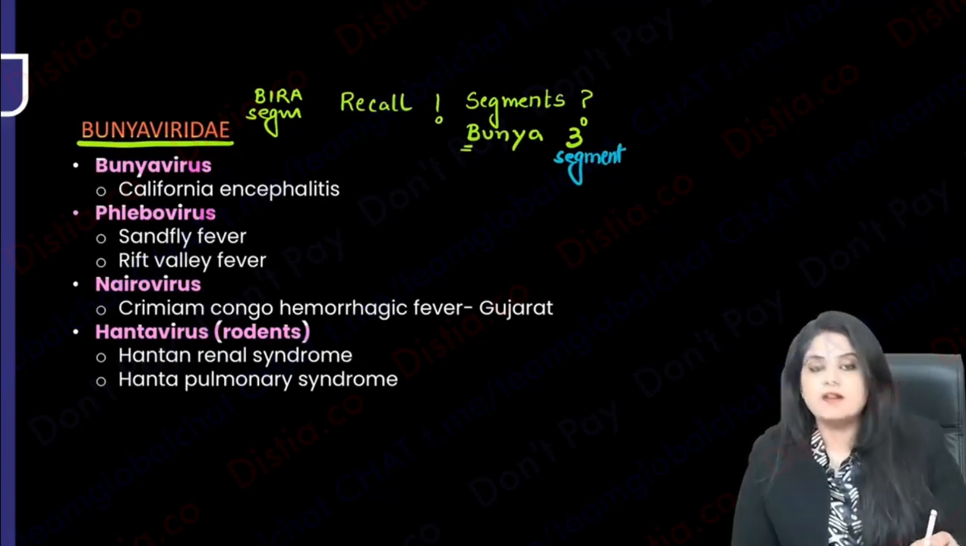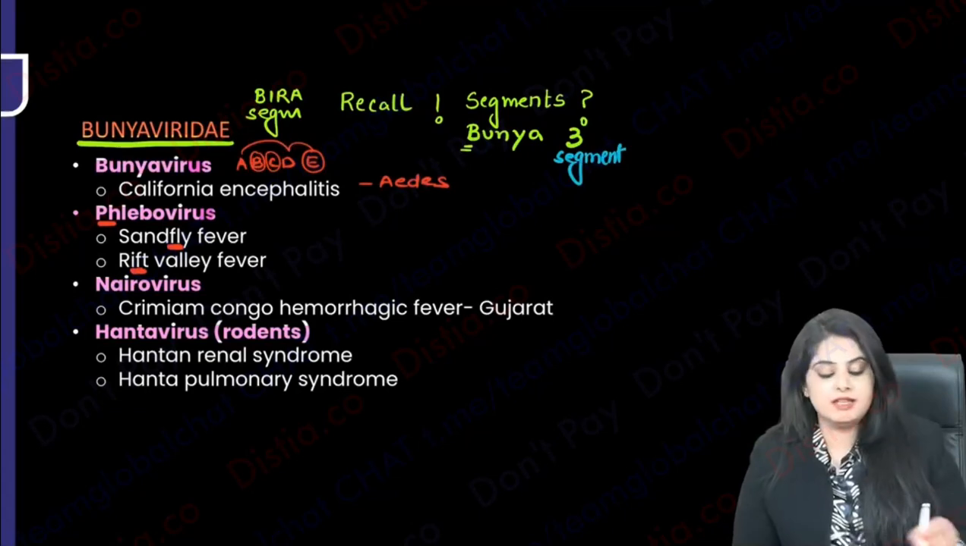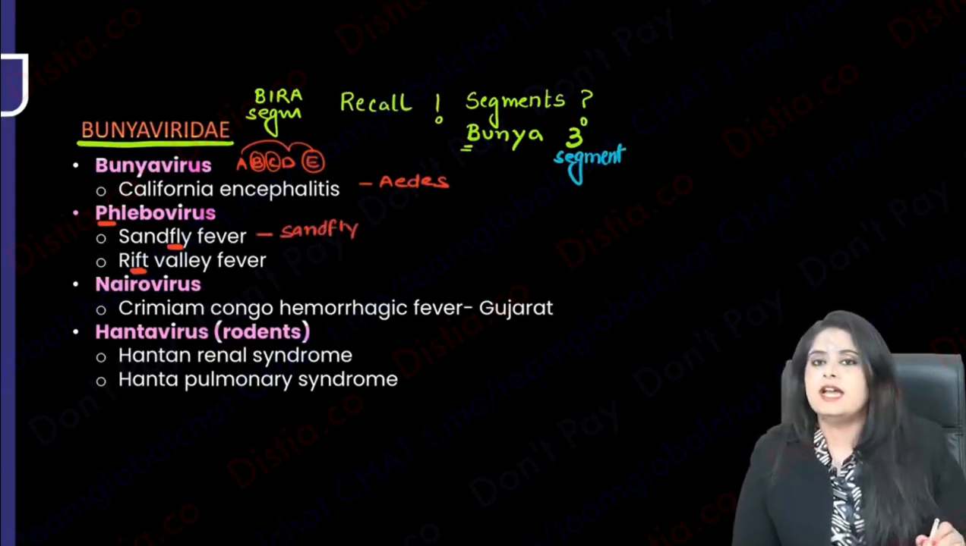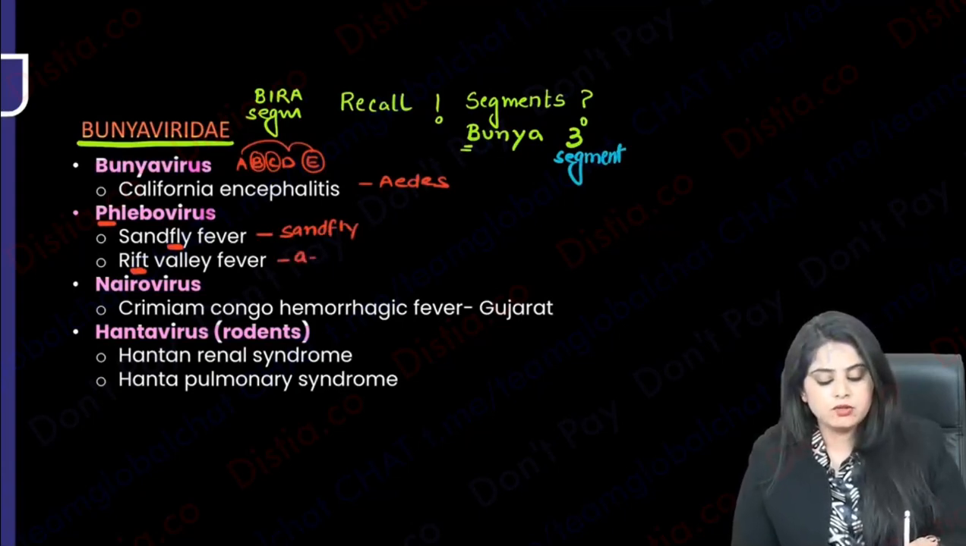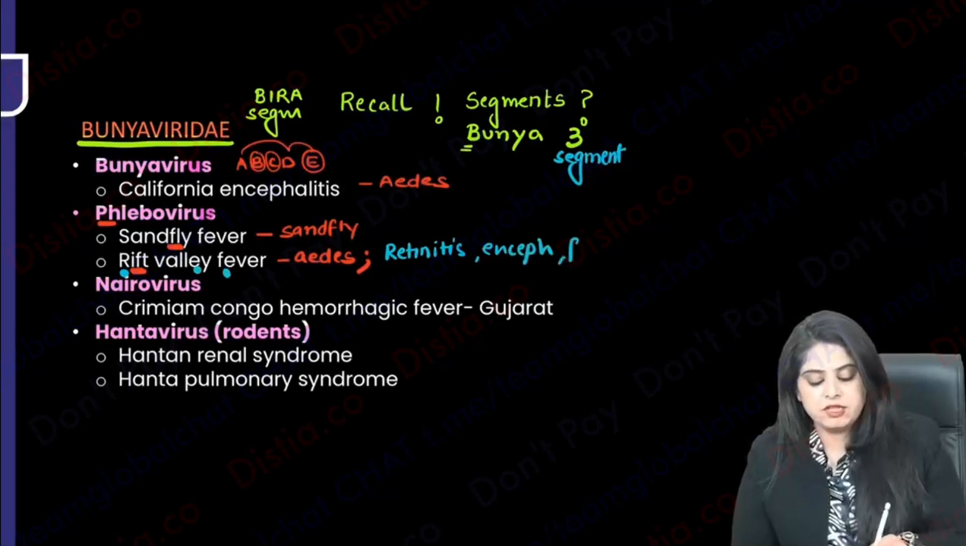When I talk about bunya virus causing California encephalitis, I hope you remember ABCD. I told you bunya virus causes California encephalitis, and what was the vector? The vector was Aedes. Talking about phlebo had sand fly and Rift Valley fever, FF wala. So sand fly fever is of course by sand fly. And do you remember Rift Valley I told you was because of Aedes, and you also remember what were the clinical points? I said RI se socho retinitis, number one. Then for valley I told you think of encephalitis, and fever of course think of fever over here.